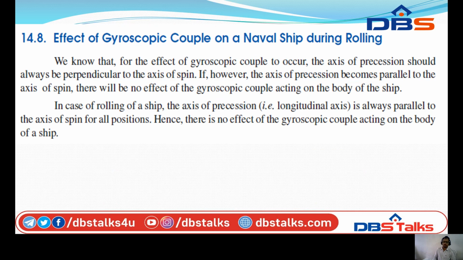Then the next one is the effect of gyroscopic couple on a naval ship during rolling. So we know that for the effect of gyroscopic couple to occur, the axis of precession should always be perpendicular to the axis of spin. However, if the axis of precession becomes parallel to the axis of spin, there is no effect of gyroscopic couple acting on the body of the ship. So, in case of rolling of a ship, the axis of precession, that is the longitudinal axis, is always parallel to the axis of spin for all positions. Hence, there is no effect of gyroscopic couple acting on the body of the ship.